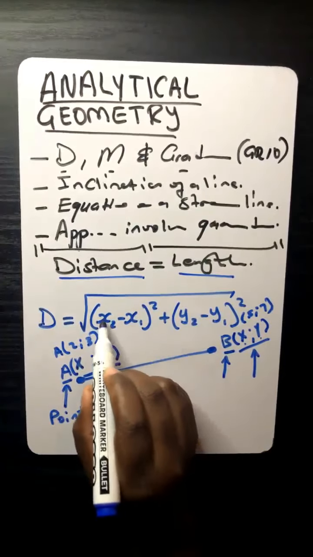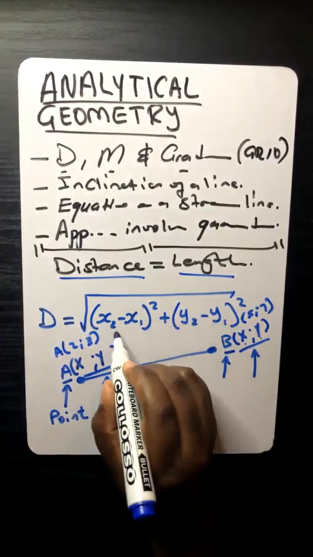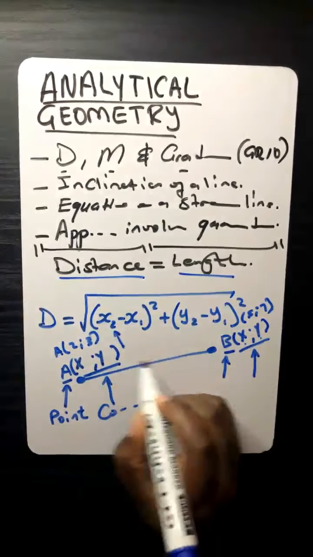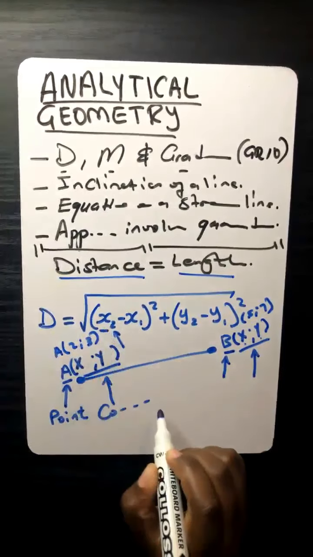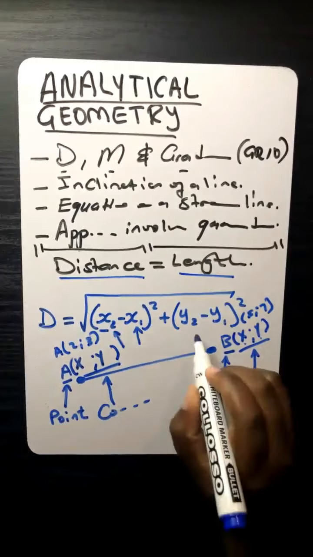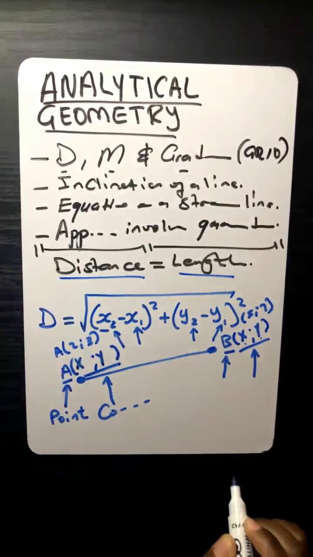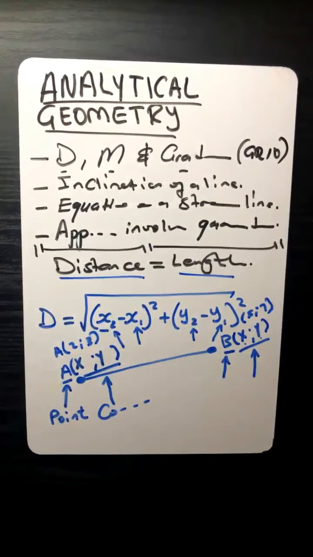So to differentiate those x and y values, we use those numbers there to say this is going to be the second x value, this is going to be the first x value, this is going to be the second y value, this is going to be the first y value.